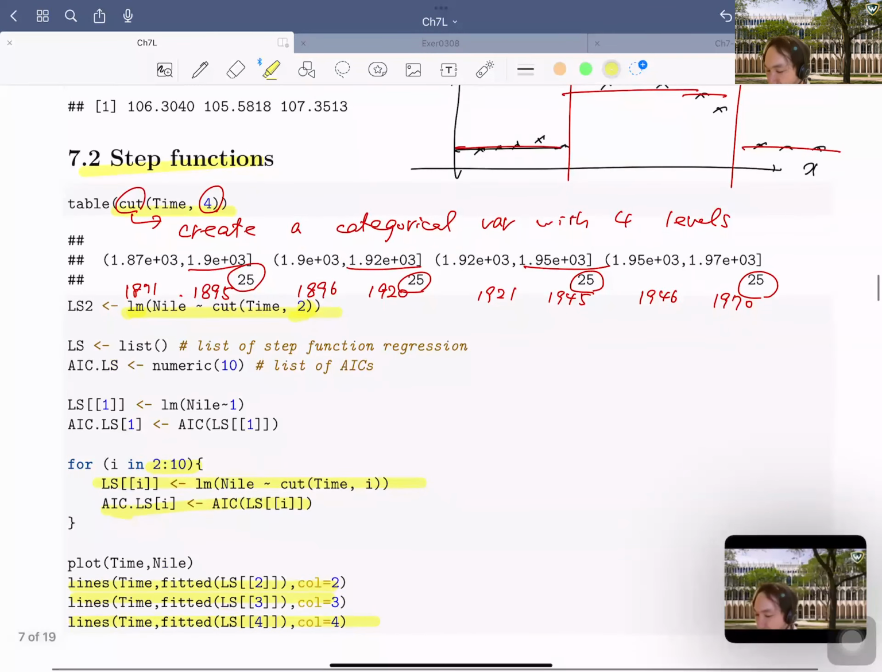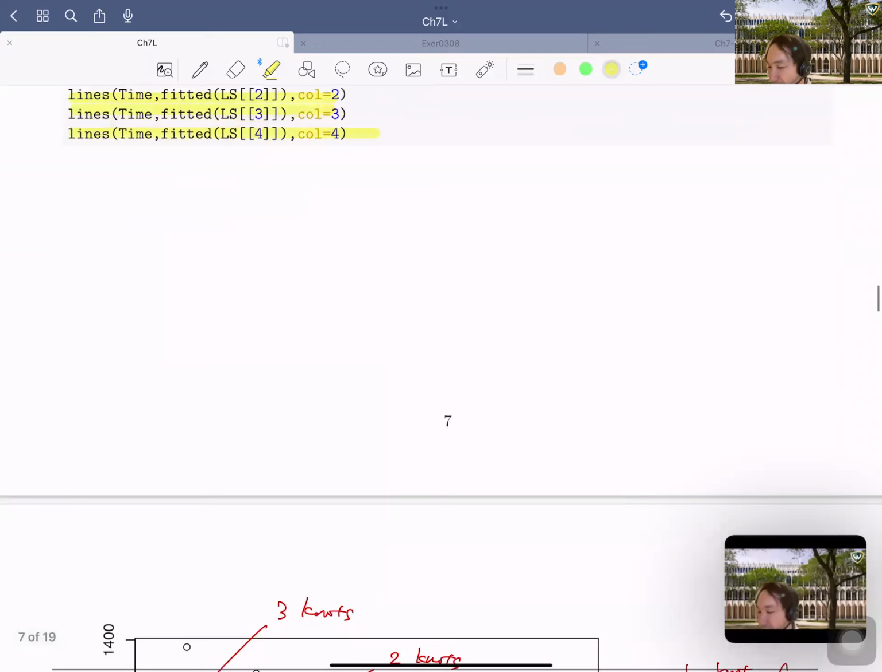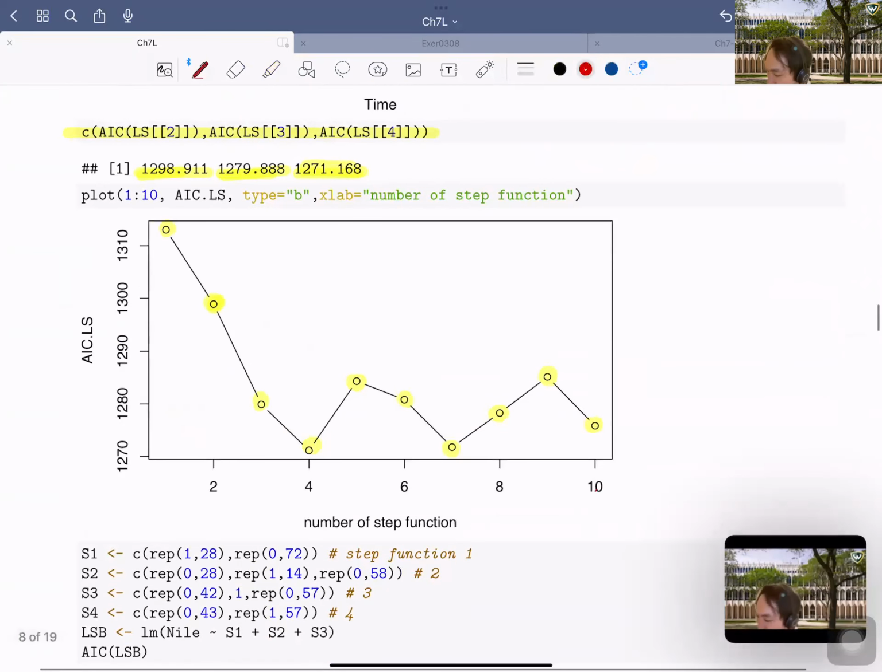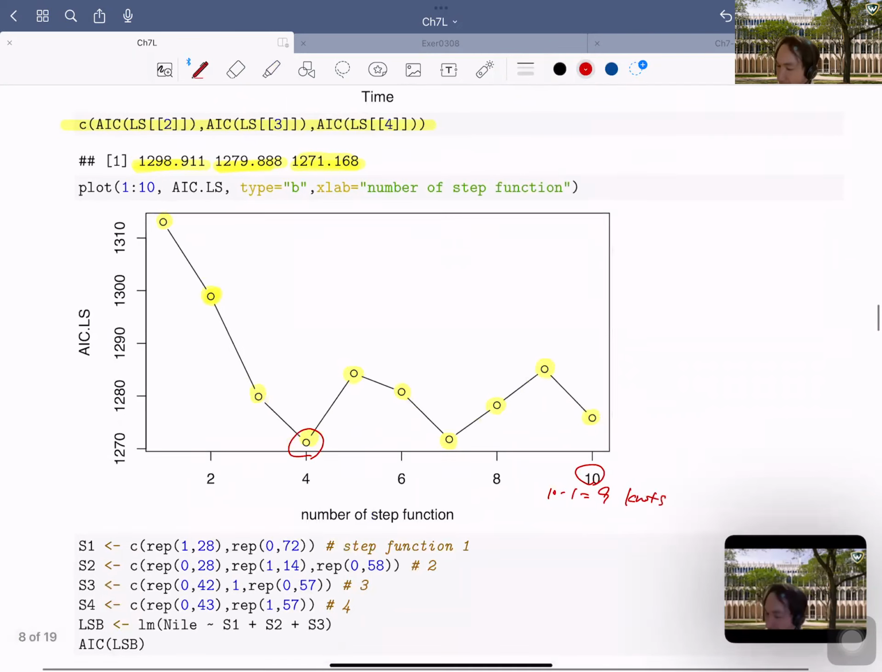Cut time 4 has 3 knots. So cut time 10 has 9 knots. So this is 9 knots. 10 minus 1. So which is the best? Probably 4. Yeah.